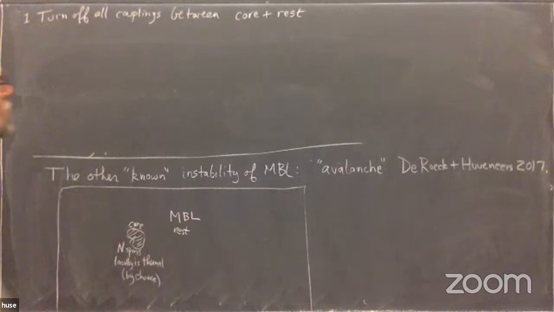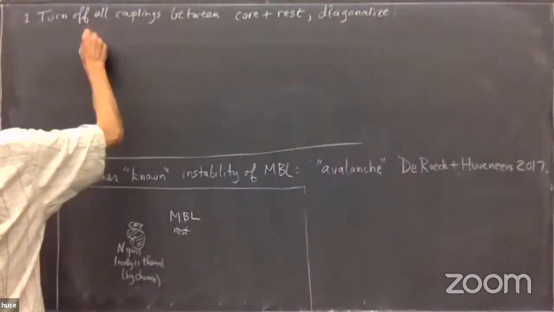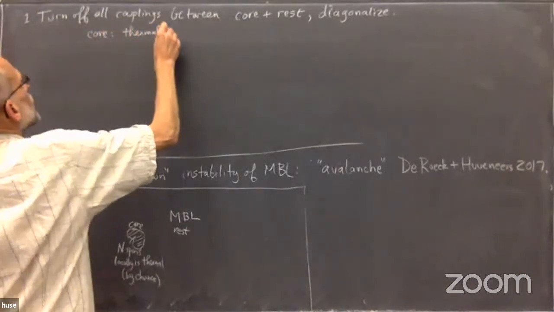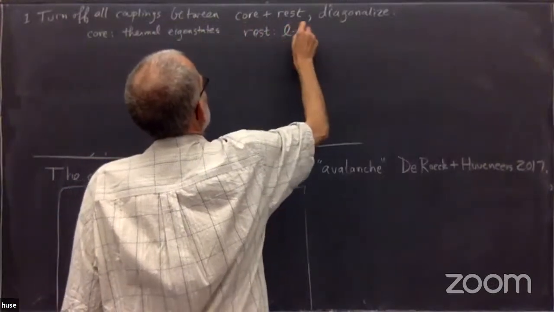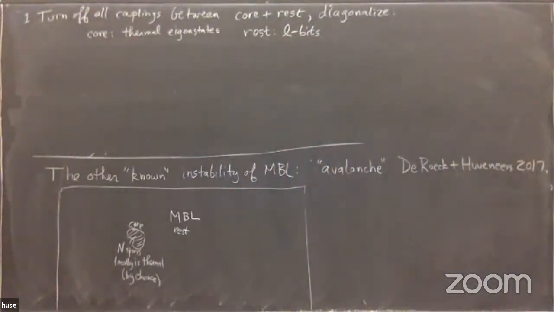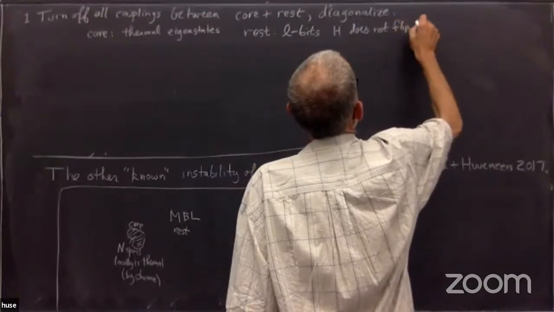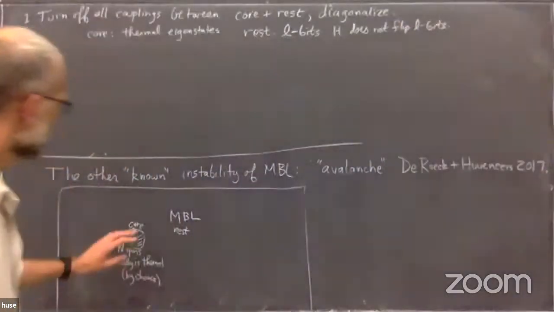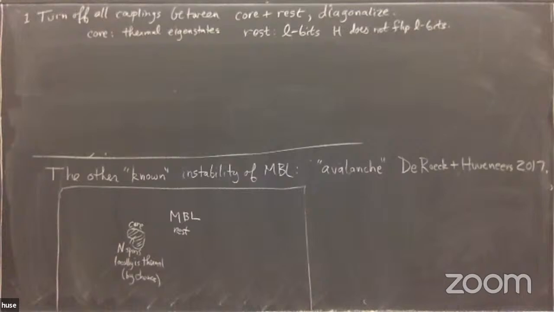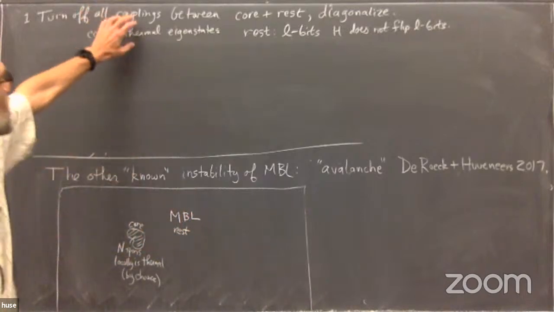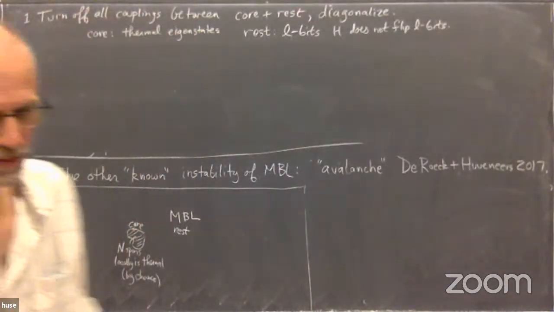So now it's two decoupled systems, and then we diagonalize. So the core, we get thermal eigenstates, highly entangled, quite random looking. And in the rest, we get L bits, well localized. They get dressed, and then H does not flip L bits. So the L bits are conserved. So if I cut all these bonds from the core, I get L bits out here and they're conserved. No flips. Okay? And so the eigenstates of the combined systems are just products of eigenstates of the core and eigenstates of the rest. And in the rest, it's just spins, L bits up or down. And in the core, it's just some random looking thermal state.